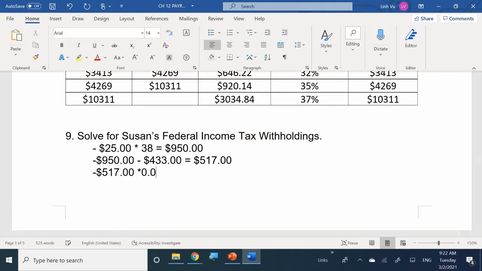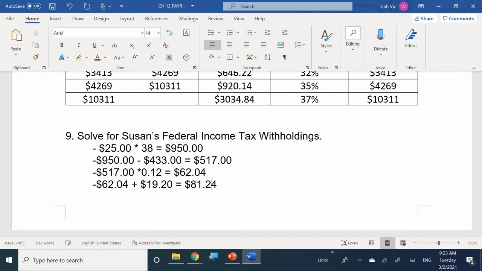Okay, so she's going to be subject to 12%. How much is that going to be? $62.04. Okay, and then what about the $19.20? Yes, we're going to add the $19.20 to give a grand total of how much withholdings?